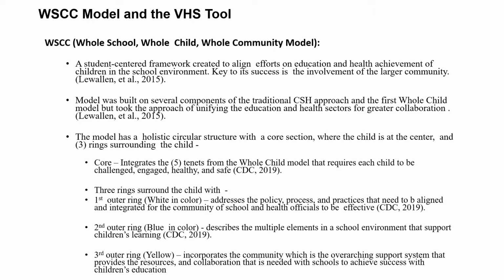practices that need to be aligned and integrated for the community of school and health officials to be effective. The second outer ring describes the multiple elements in the school environment that support children's learning. The third ring incorporates the community, the greater community, which is the overarching support system that provides the resources and collaboration that is needed with schools to achieve success with children's education.